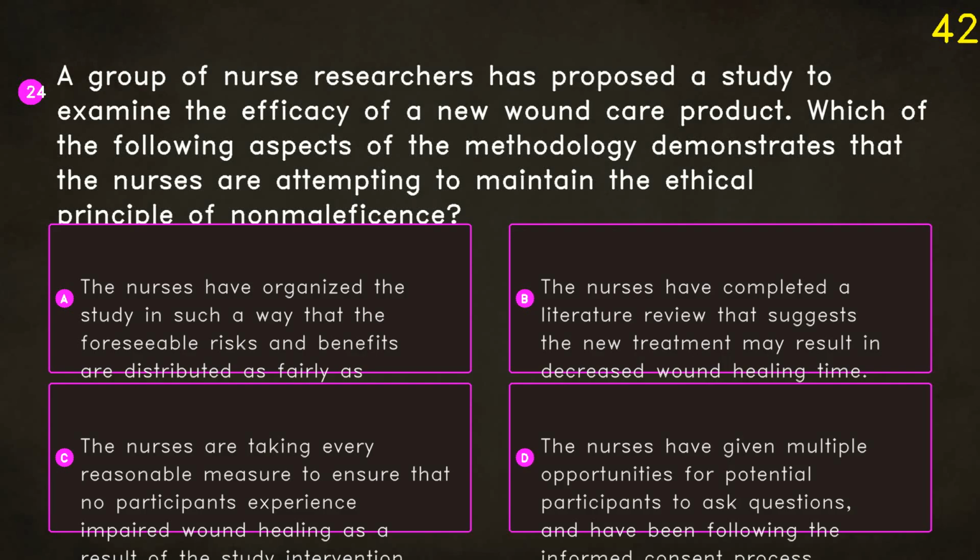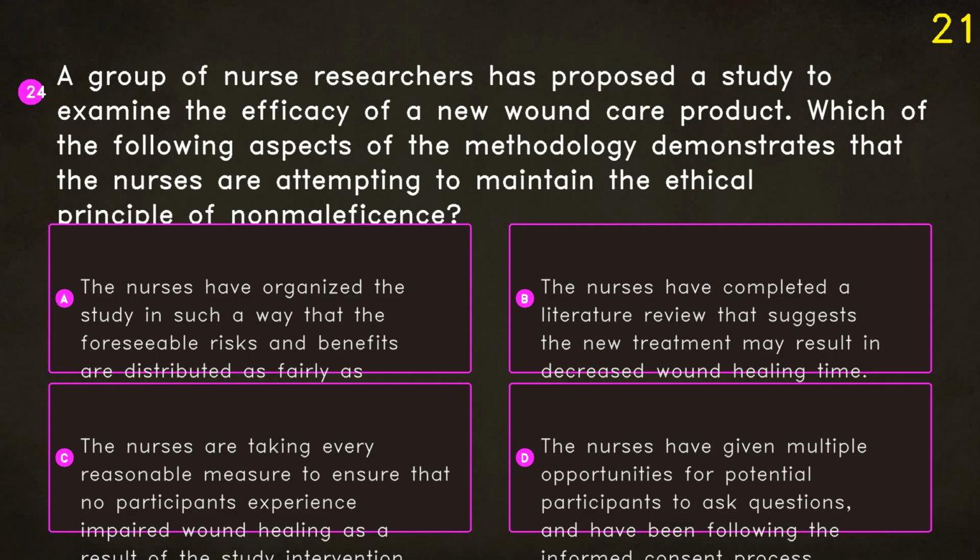Question 24. A group of nurse researchers has proposed a study to examine the efficacy of a new wound care product. Which of the following aspects of the methodology demonstrates that the nurses are attempting to maintain the ethical principle of non-maleficence? A. The nurses have organized the study in such a way that the foreseeable risks and benefits are distributed as fairly as possible.